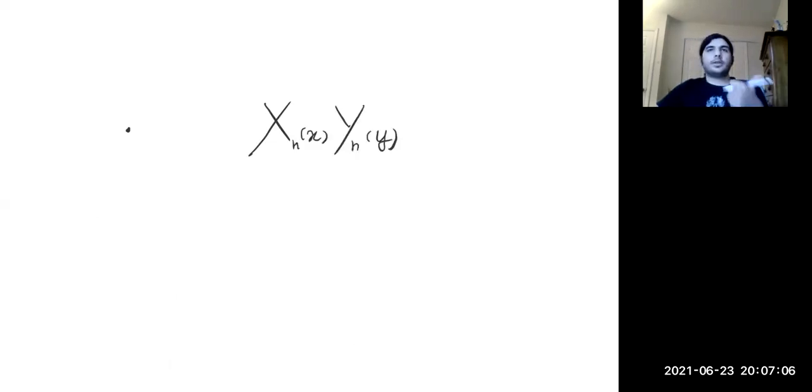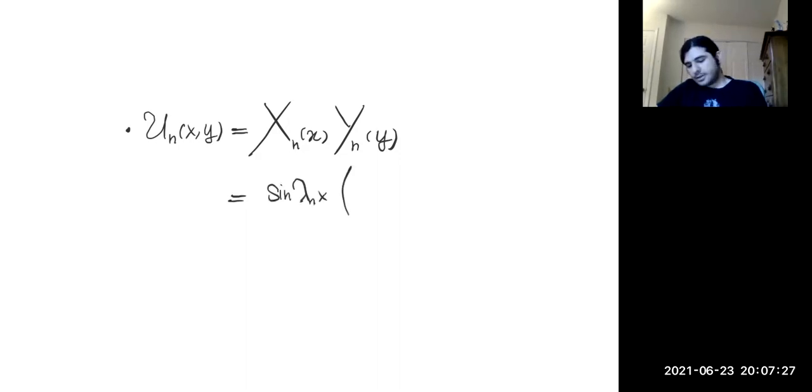Multiplication of these two things we got, X n of x and Y n of y, gives us a solution for the original Laplace equation, the potential equation. It's also sometimes called the Laplacian equation. We denote that by u n of x and y. So u n would be equal to X n, which was sine of lambda n x, times Y n, which was equal to a_n e to the lambda n y plus b_n e to the minus lambda n y.